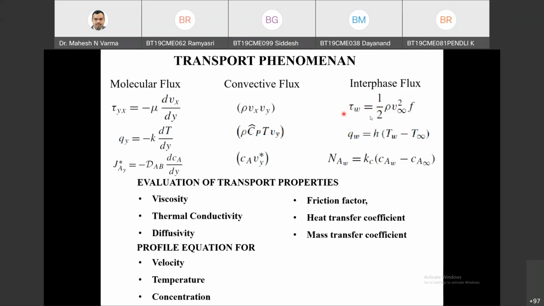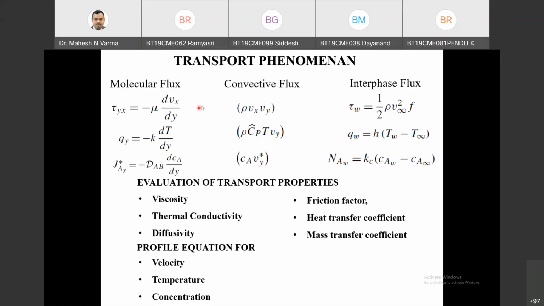This is the Fanning equation, which gives the total interface flux in momentum transfer. It is not relating viscosity, but friction factor. The friction factor is related to velocity, and this Fanning equation gives the molecular momentum flux at the interface. Similarly, this is also the total flux at the interface, and this is Newton's law of cooling. And this is the Slattery equation or Newton's law of mass transfer, which relates the total interface mass flux.